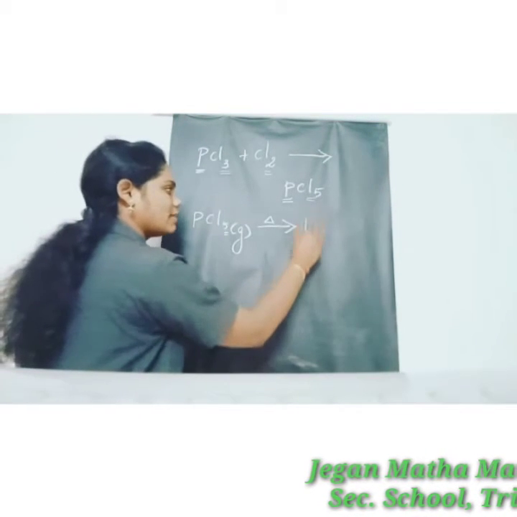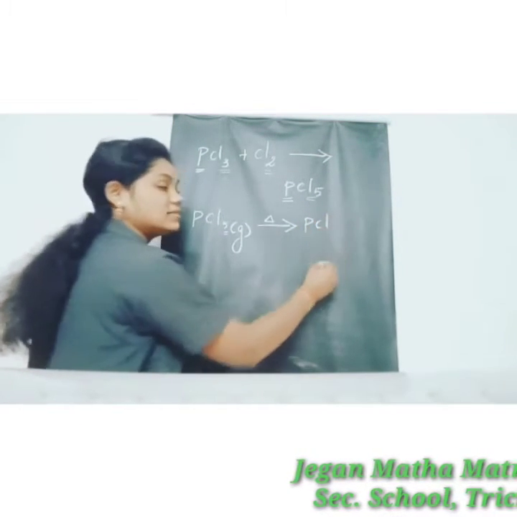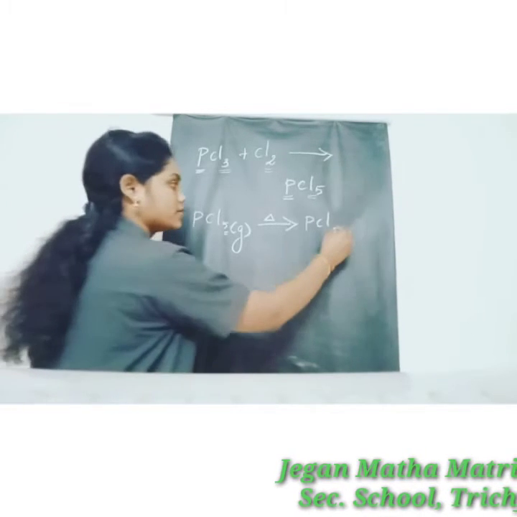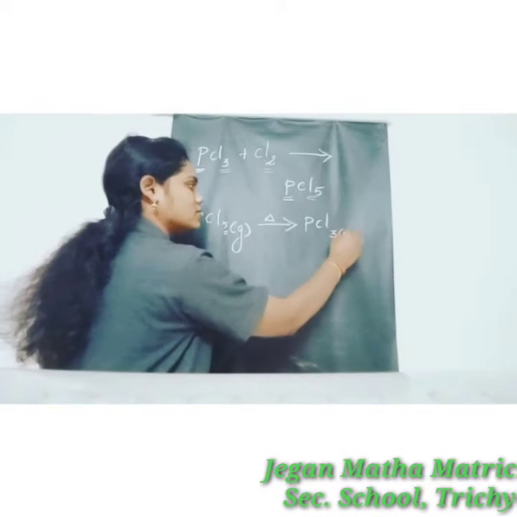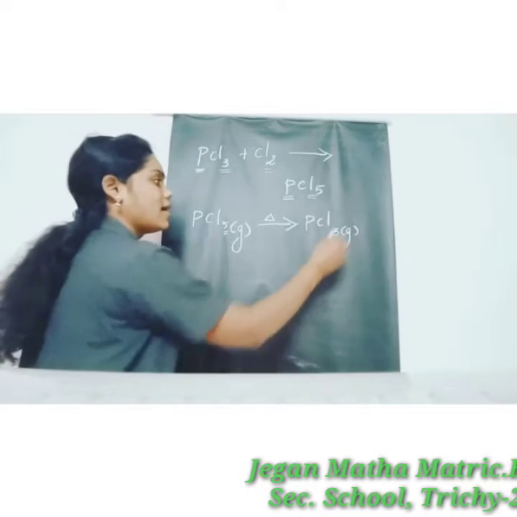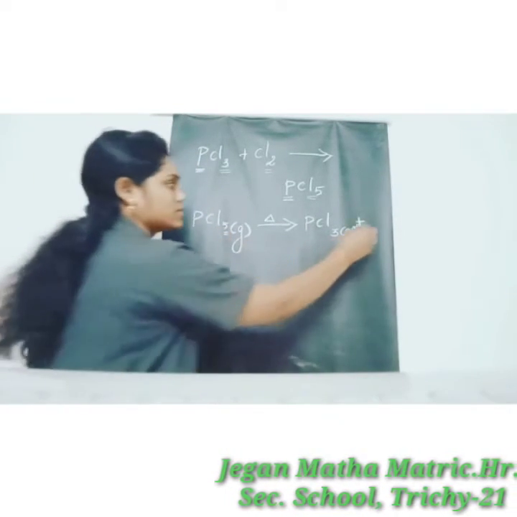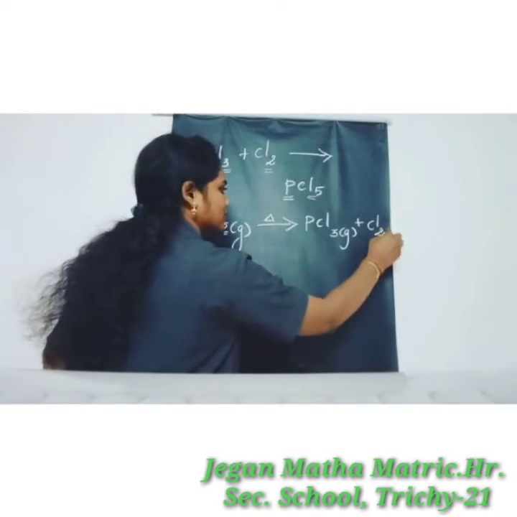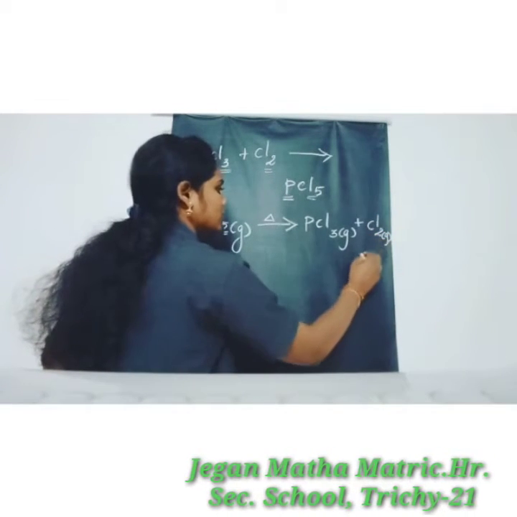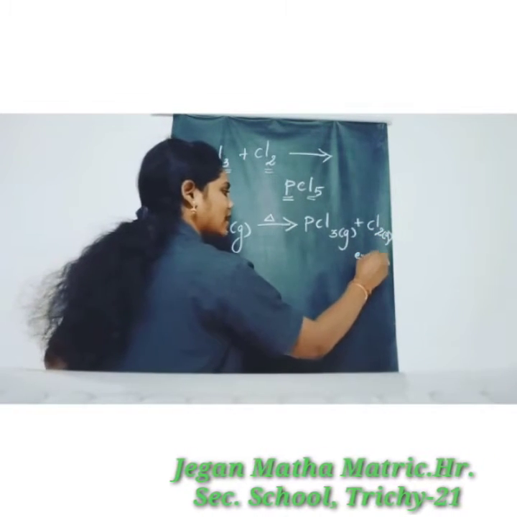Phosphorus trichloride means PCl3. Tri represents 3 times. So this trichloride is also present in gaseous state, plus remaining chlorine is 2 times, so Cl2. This is also gaseous state. So here chlorine is present in excess.